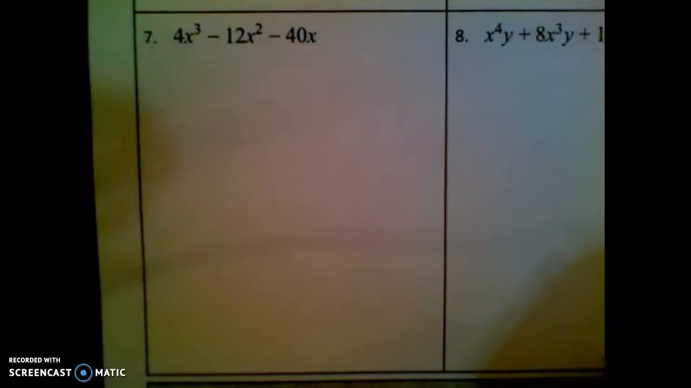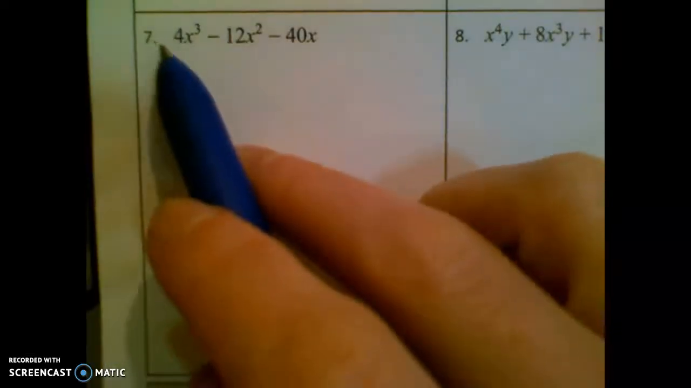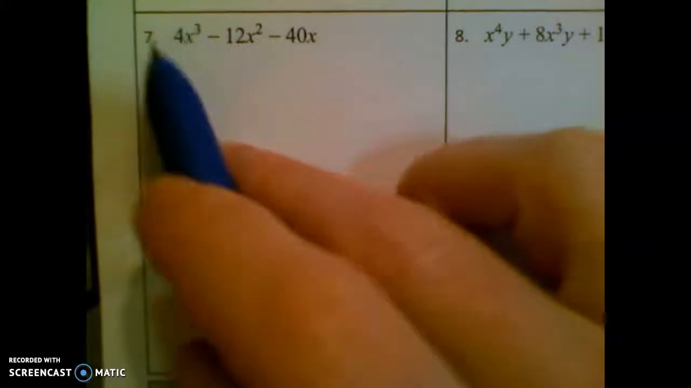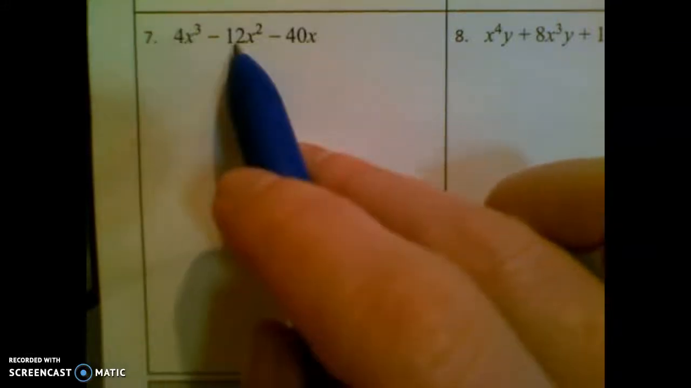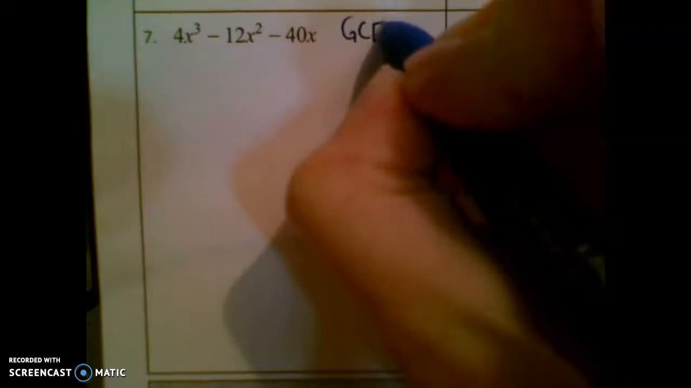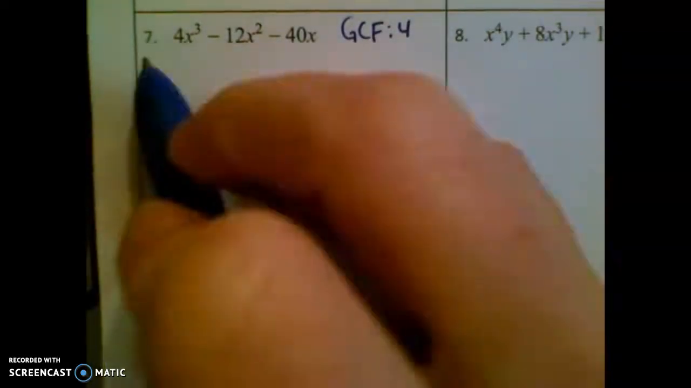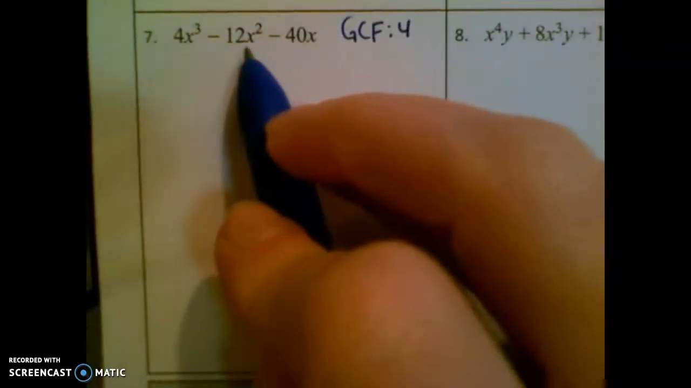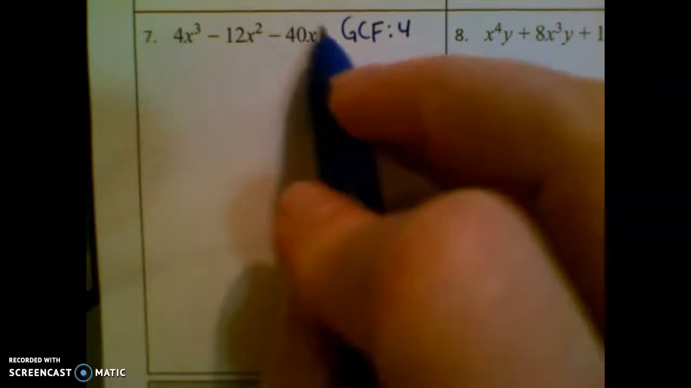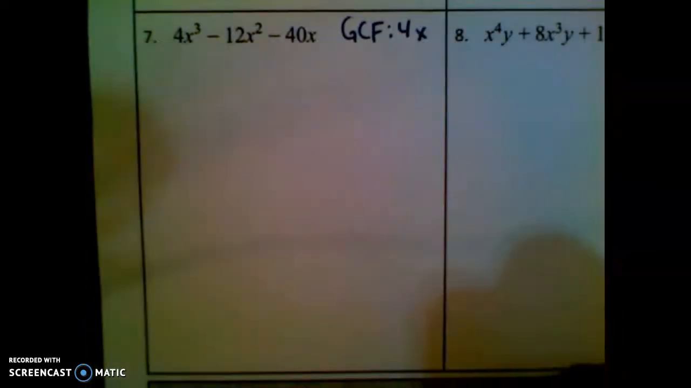All right, number 7, checking for a GCF again. We have 4, 12, and 40. Looking at those numbers, 4 is the smallest. 4 does go into 12 and into 40 evenly, so my GCF is going to be 4. Looking at the variables, I have x cubed, x squared, and x. They all have an x, but they only have one x in common, so I'm taking out a 4x.